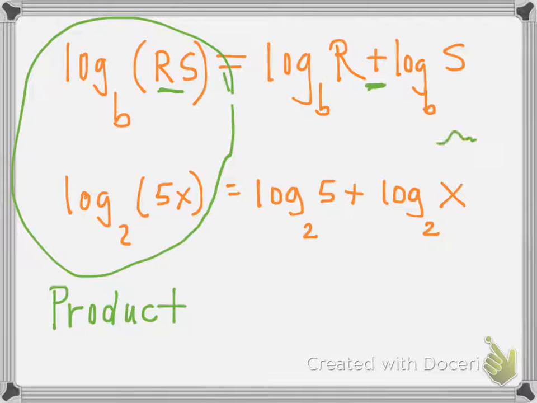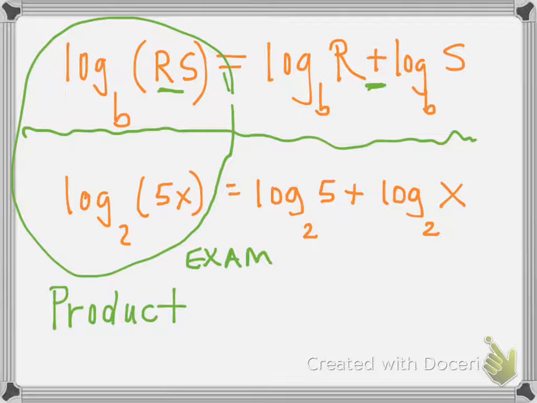So this is the basic rule on top. I did an example for you right here. This is the example. Alright, so this is condensed, these are multiplied together. To expand it, you add them and break them apart. Alright, let's move on.